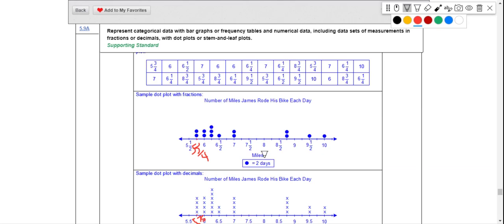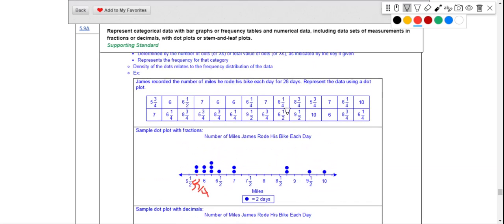Okay, now it's my job to figure out, using this frequency table, to make a dot plot. And a dot plot just organizes the information for you. Now, the first thing that you do when you see a dot plot or a stem and leaf plot is to read the title. Number of miles James rode his bike each day. And up here it says James recorded the number of miles he rode his bike each day for 28 days. Represent the data using a dot plot.